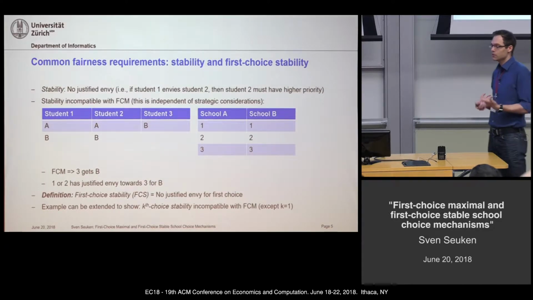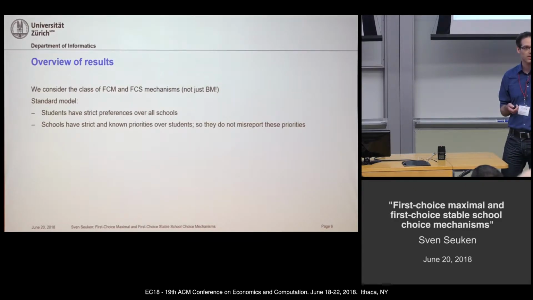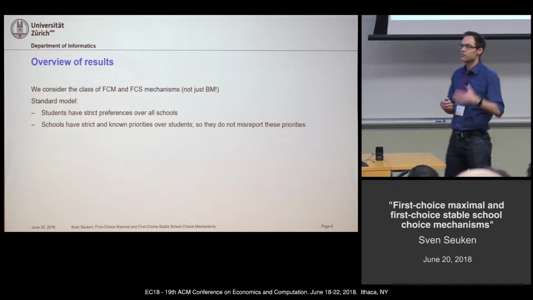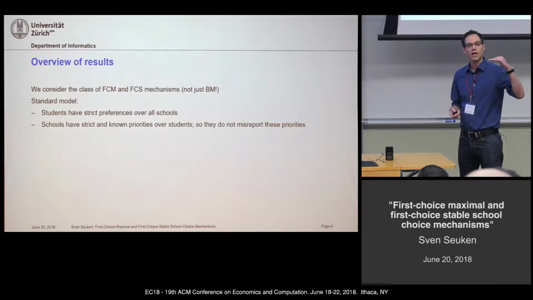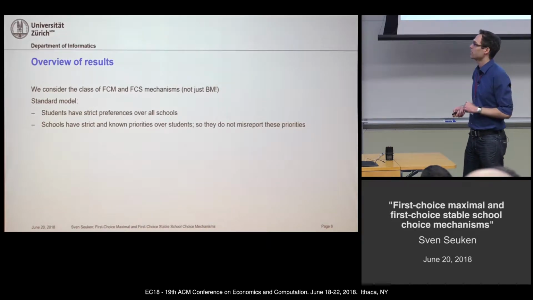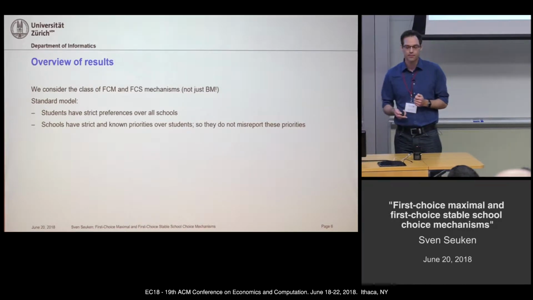So given these two desiderata, we in this paper study the class of all mechanisms that satisfy first choice maximality, our efficiency desideratum, and first choice stability, our fairness desideratum. So this includes the Boston mechanism, but it is actually a much larger class of mechanisms. And we study them in the standard model. So the students have strict preferences over all schools, and the schools have strict and known priorities over the students, so we assume that the schools do not misreport their priorities.